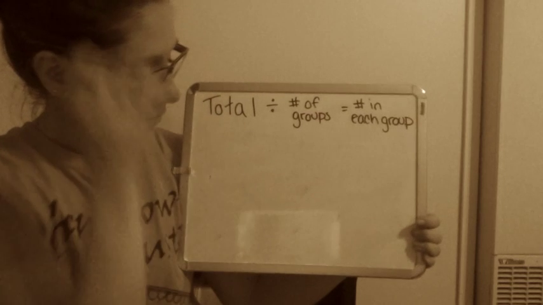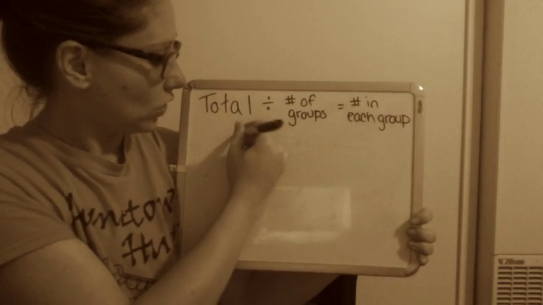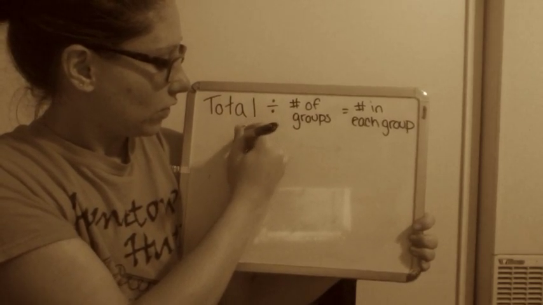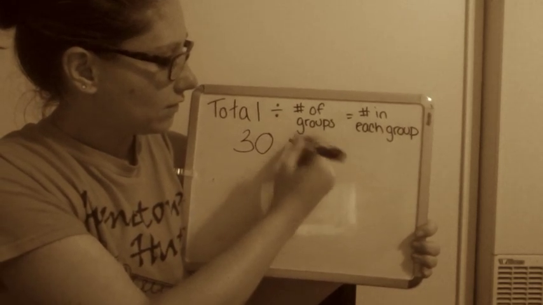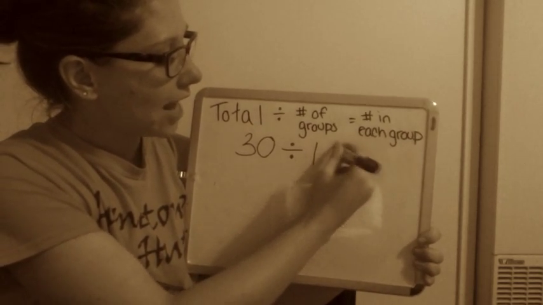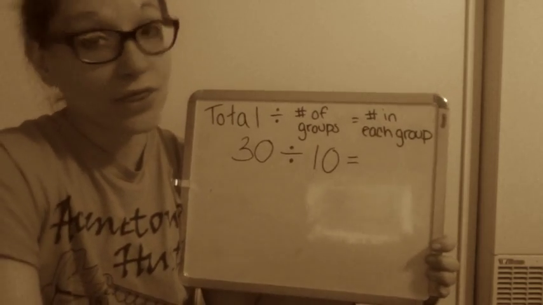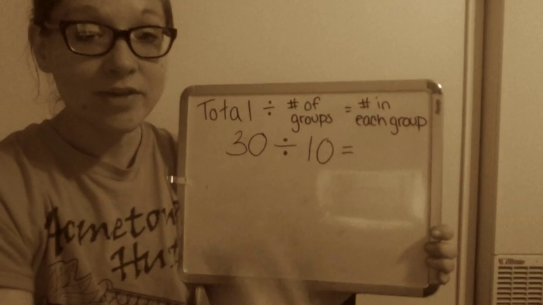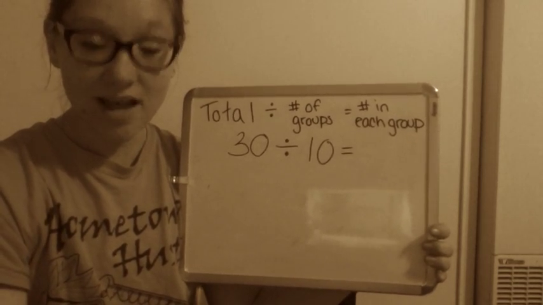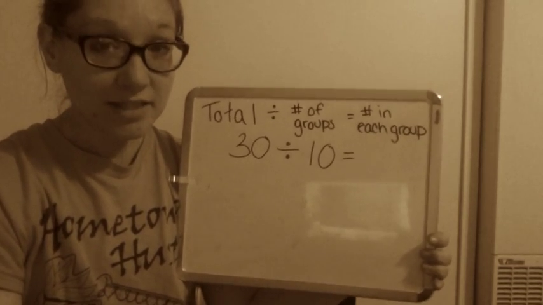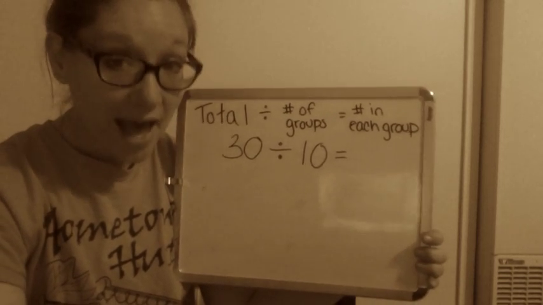So this time, let's go ahead and do 30 divided by 10. And let's say this time I have 30 pencils and I am giving them out to 10 students. I want to know how many pencils each student is going to get.